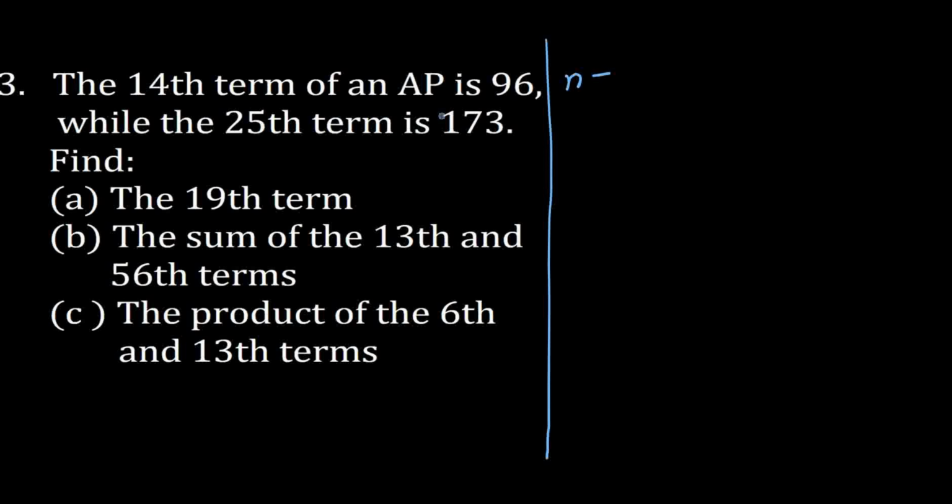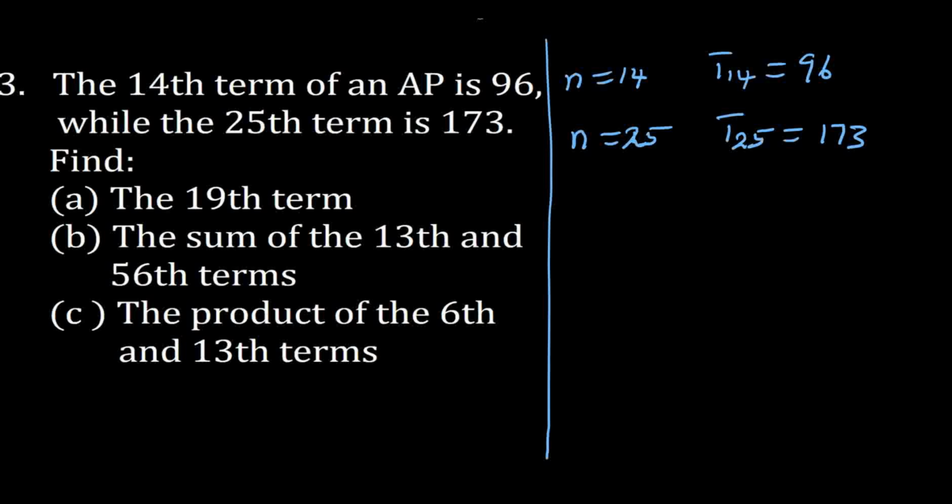So n in the first case is 14, and the 14th term is equal to 96. Secondly, n is equal to 25, sorry, not 15, 25. So the 25th term is equal to 173.